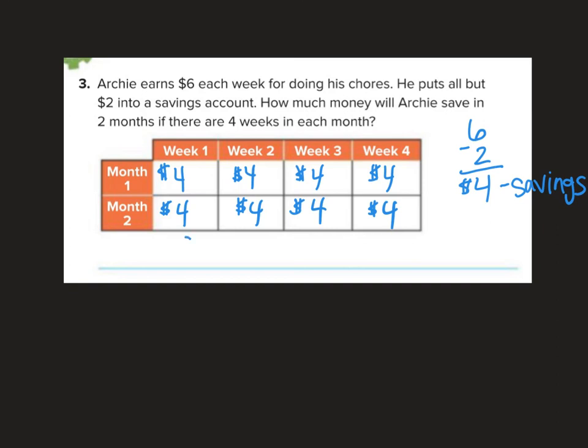Okay, so how much do we have here? Well, I know 2 4s are 8, 8, 8, and 8. 2 8s are 16, and 16 plus 16. 6 plus 6 is 12. 1, 1, 1 makes 3. So he is going to save $32 in 2 months.